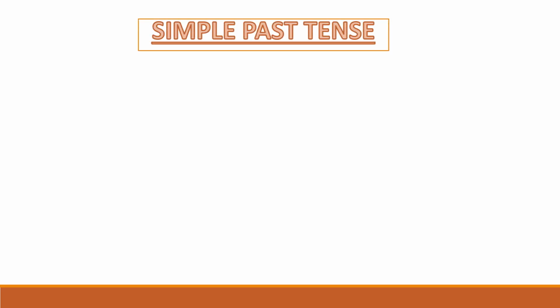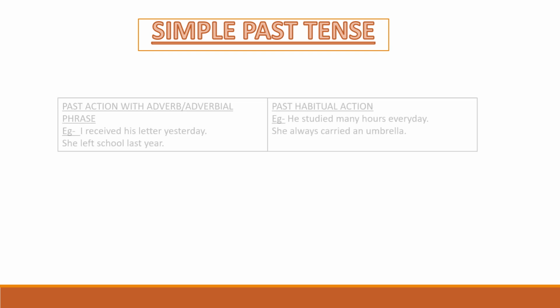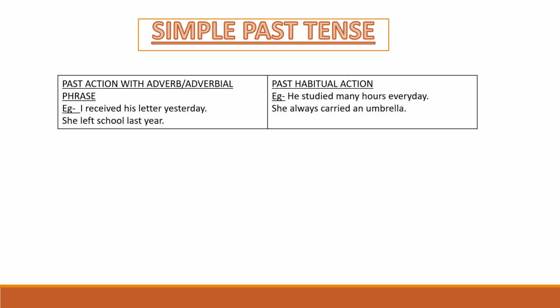Now, we will talk about each and every tense in detail. So, here is the past tense. Simple past tense. Simple past tense is used at two times, you remember here. First, when we are talking about past action with adverb or adverbial phrase. Here you remember, adverb or adverbial phrase should denote past tense. For example, in the first example, I received his letter yesterday. Yesterday is adverb, an adverb of past.